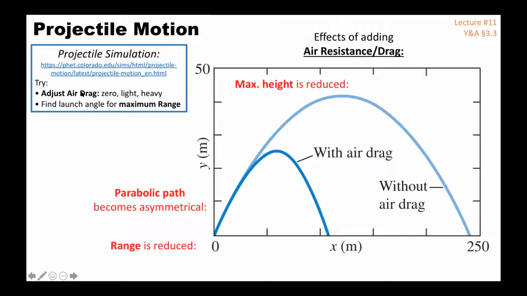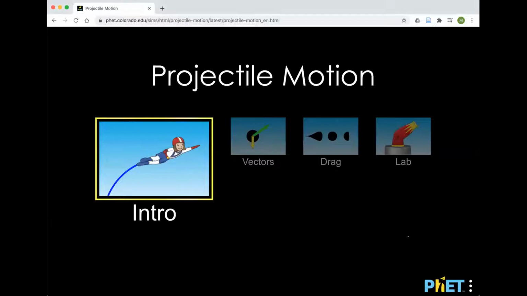And try adjusting the air drag. You can turn it off, turn it on, make it light, make it heavy. You can also change the launch angle and find out what the range is going to be in each case. And you can change many other aspects. So let's switch over to projectile motion right now, to the app.